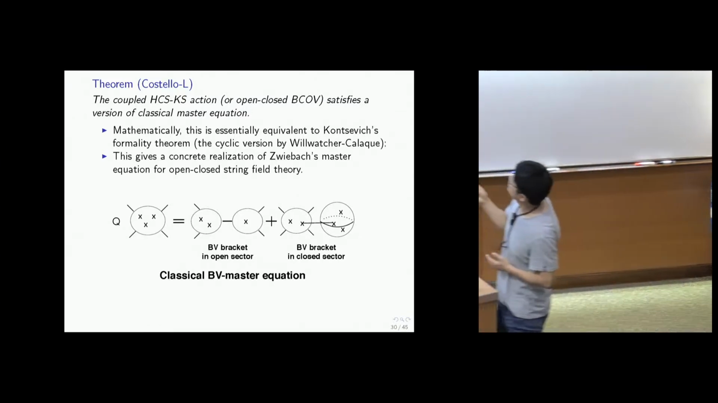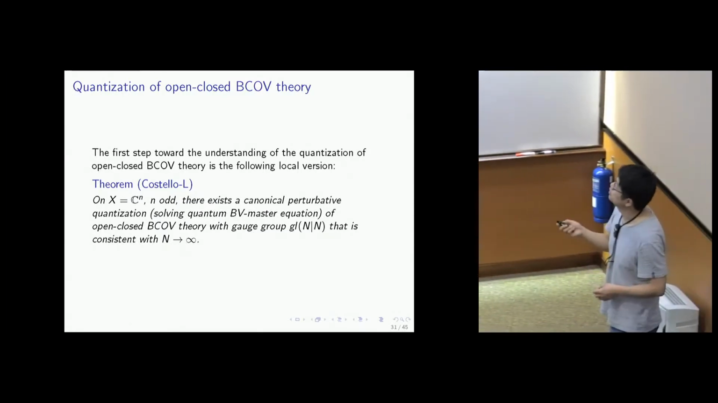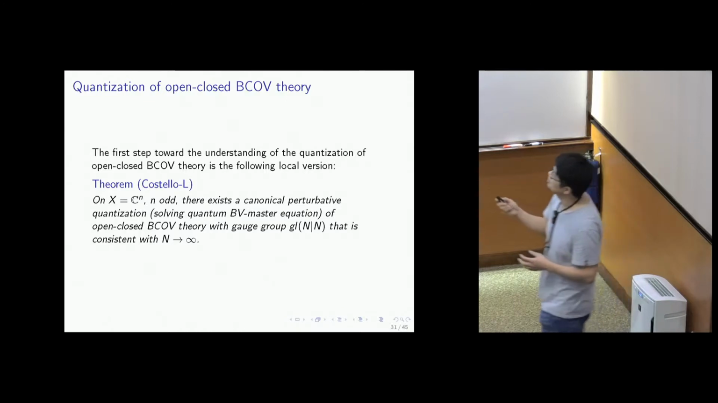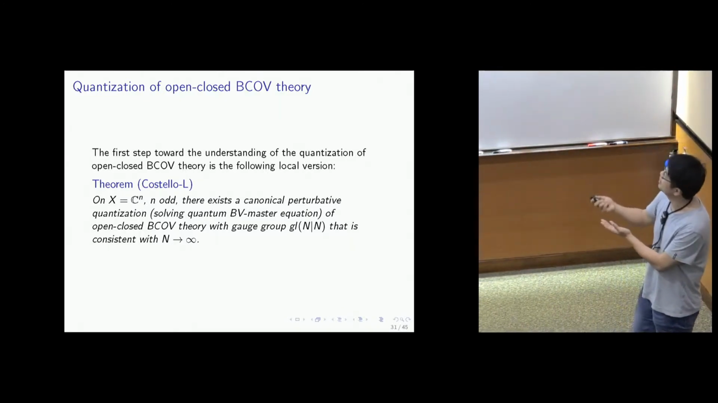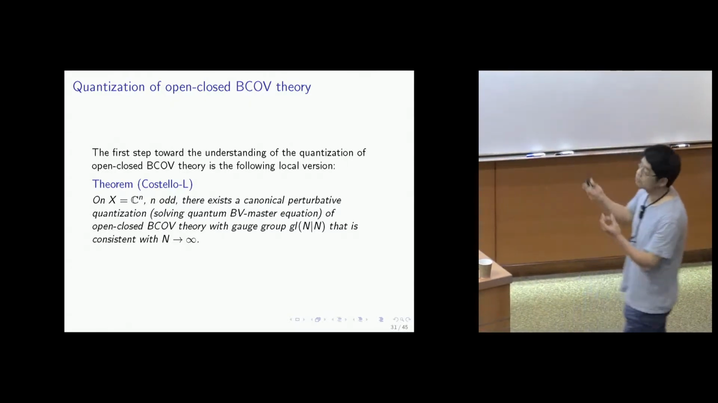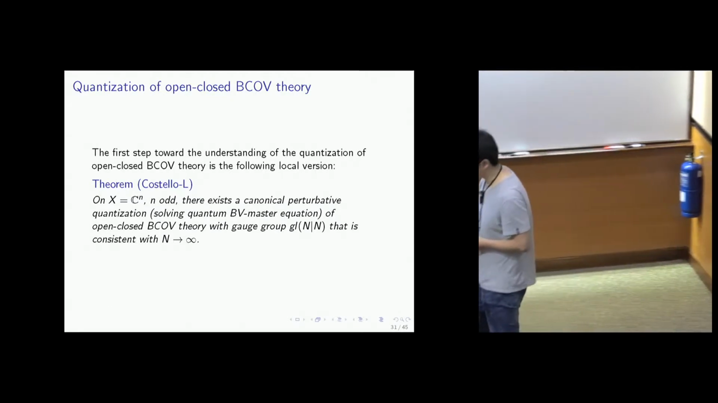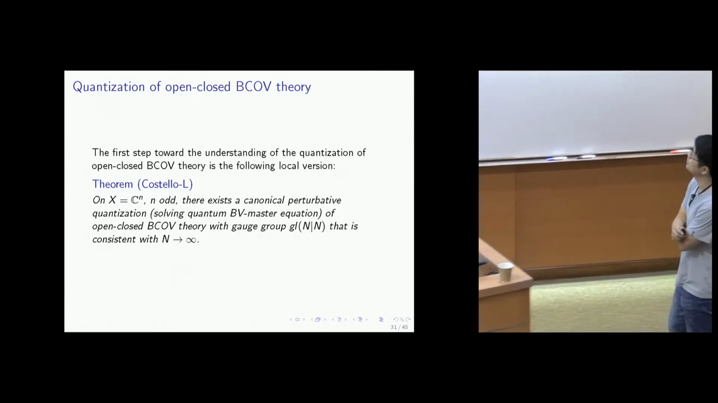Then from this classical theory, you can quantize it. We did an initial calculation on the local version, so you can show that, starting from this classical master equation and by understanding deformation theory, you can construct a canonical quantization up to all topology, like genus with boundaries and so on, in the large N limit. And this is a proof using deformation theory. And that's roughly the data.